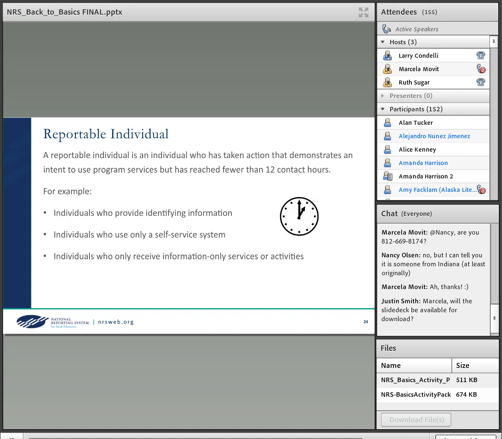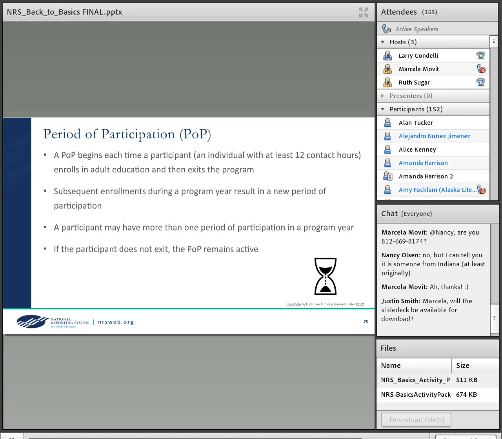So that's only important because we have one reporting table for those reportable individuals. Participants then are everybody else, and the indicators apply to everybody else who achieves that, with the exception of the exclusions that we'll talk about in a minute. Now here's a new term that we started with WIOA that we never really used in adult ed before then, called a period of participation.